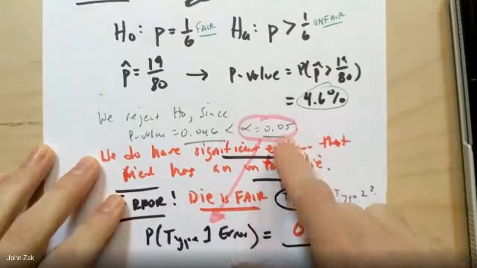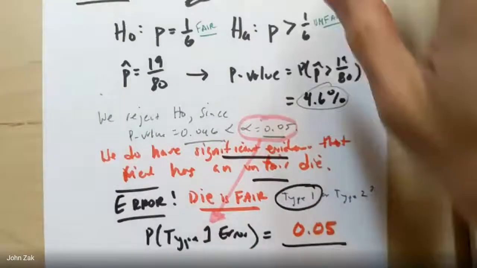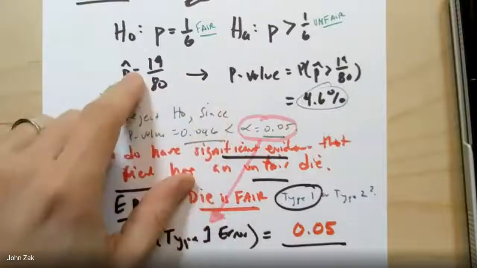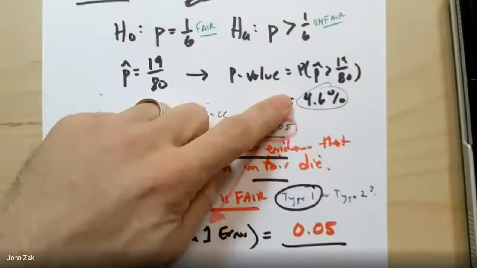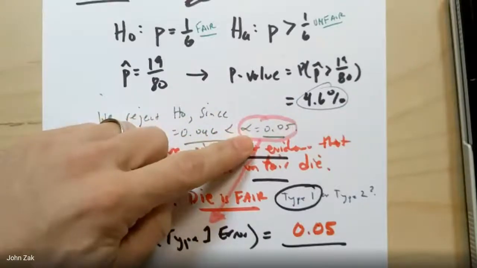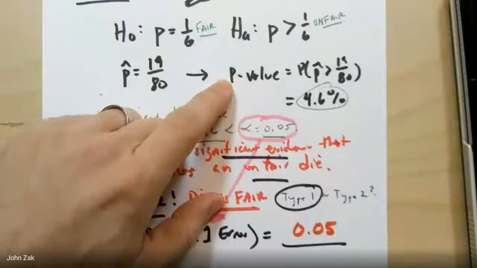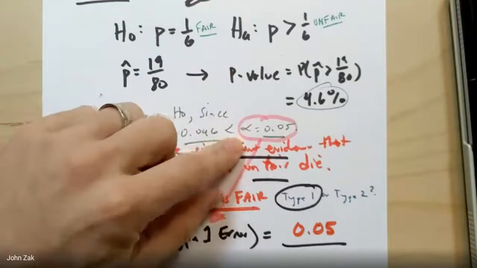The reason why alpha is the probability of a type 1 error is because alpha is the boundary for how extreme we would need to get a p-value, how small our p-value has to be for us to reject. And so if alpha is 5%, that would mean 5% of the time, just by chance, I could get a p-value that will be below alpha.